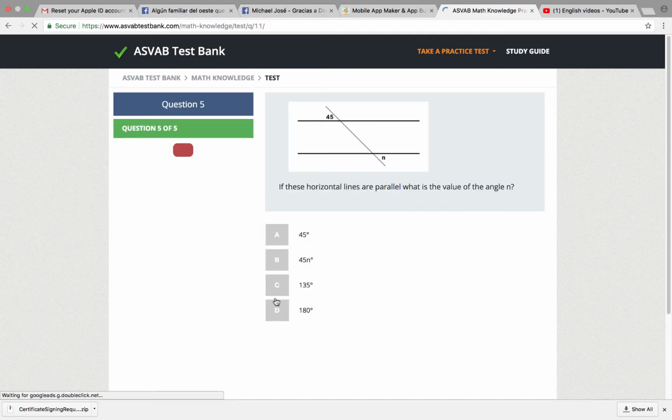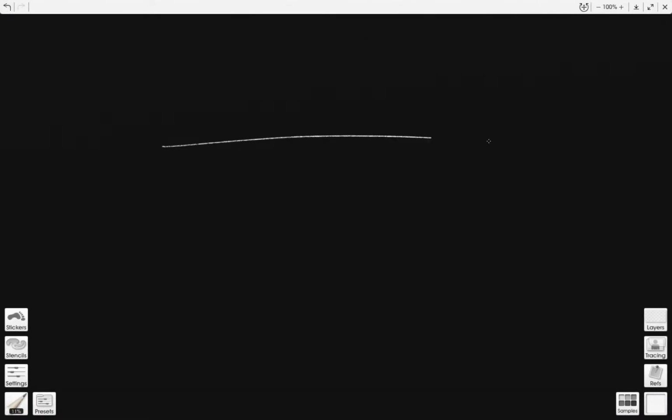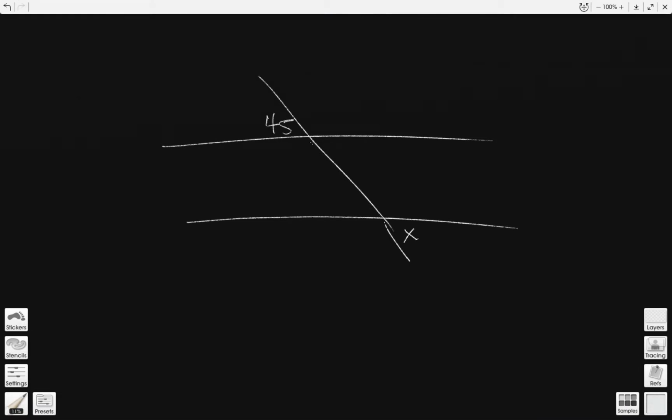Let's see if... if these horizontal lines are parallel, what is the value of angle n? So I always like to draw it just to get the flow of it. They're asking for this, and they're giving me this. So actually the opposite one's going to be 45. The adjacent one is going to create a supplement, 180 angle. So you just have to see how much is left there. 135.